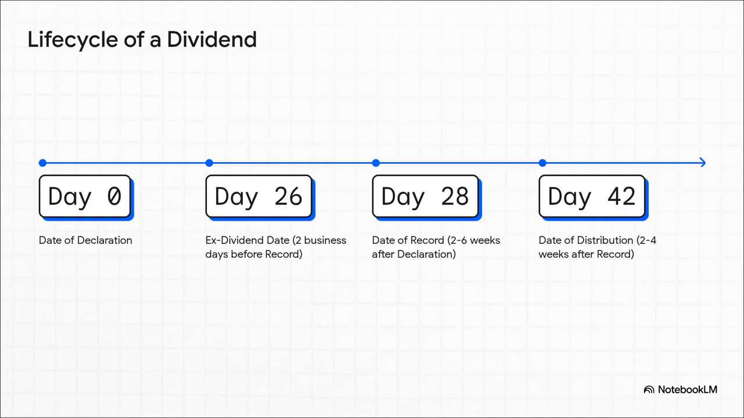Let's use a fictional company. We'll call them Tech Corp. We kick things off at day 0 with the date of declaration. Then, notice how the ex-dividend date kind of sneaks in right before the date of record. For our example, we're using a standard 2-business-day gap there. And then finally, a few weeks later, we reach payday, the date of distribution. Recognizing these specific time gaps is absolutely crucial so you don't get confused later on in the exam.